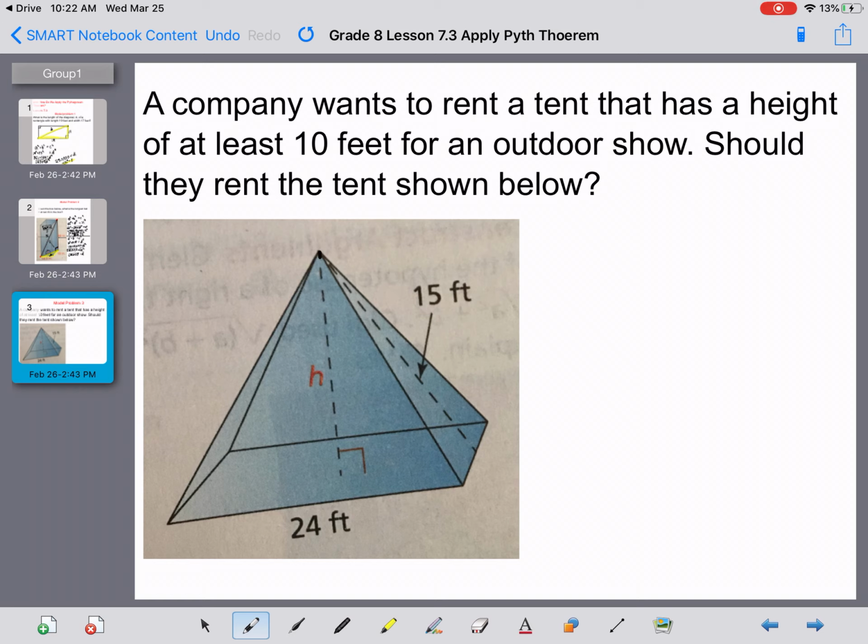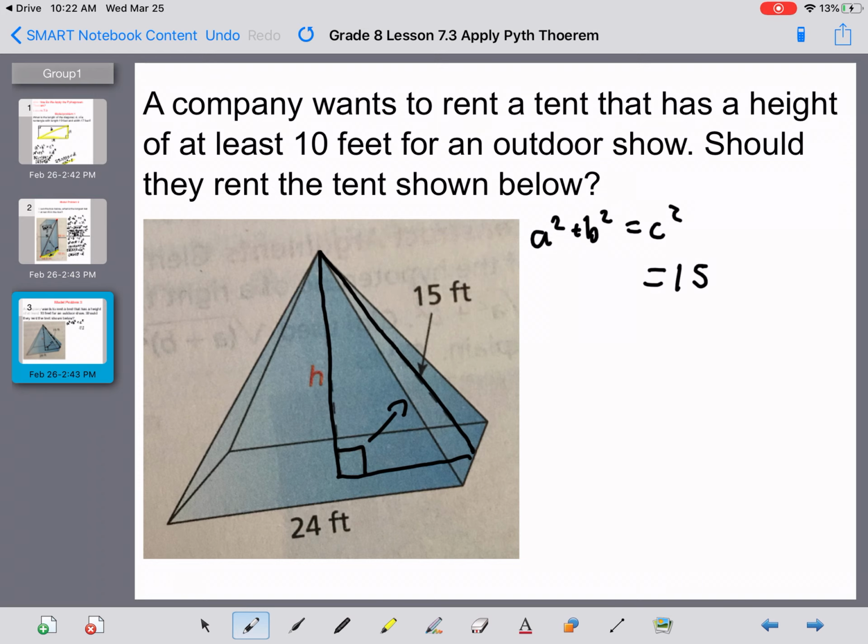When I look here, this is the height. The height of a three-dimensional object is going to be perpendicular with the base. I also notice, since I have that right angle there, I should see if I can make a right triangle. I have the H, I have this 15, and then if I connect them, I formed a right triangle. So I know I can use a squared plus b squared equals c squared. Opposite the right angle is 15, so that's my c squared. My a, I can replace that with h.